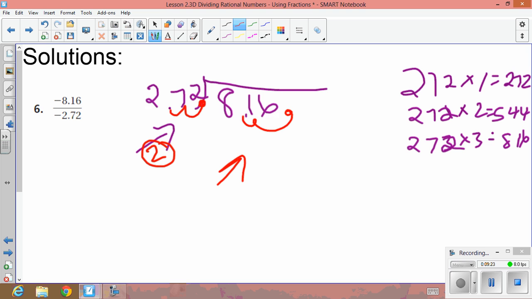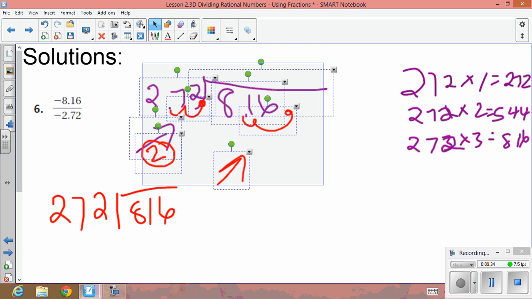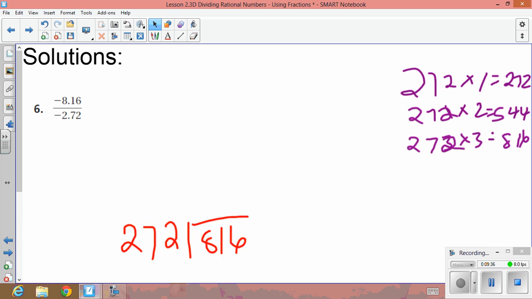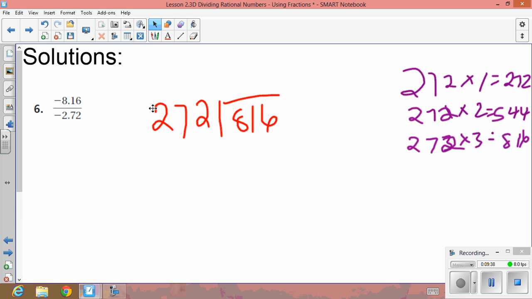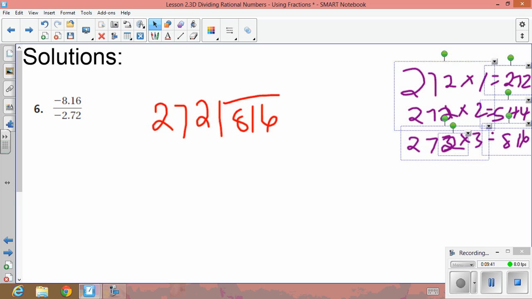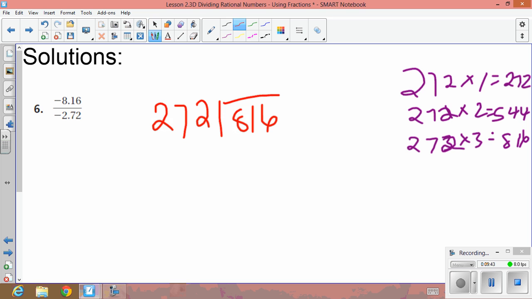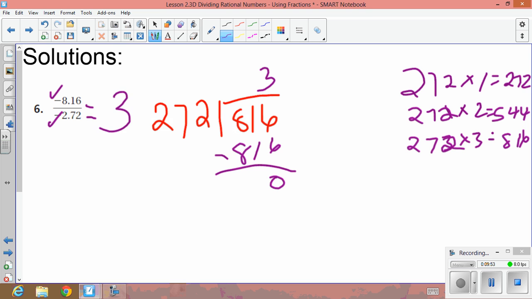So I know I've shown you this in class, but I do like to clean up my problem and rewrite it. So I have 816 being divided by 272. And if I take a look at my scrapbook that I did here on the right, I know that the solution is 3 with a remainder of 0. And I also know that a negative divided by a negative equals positive 3.